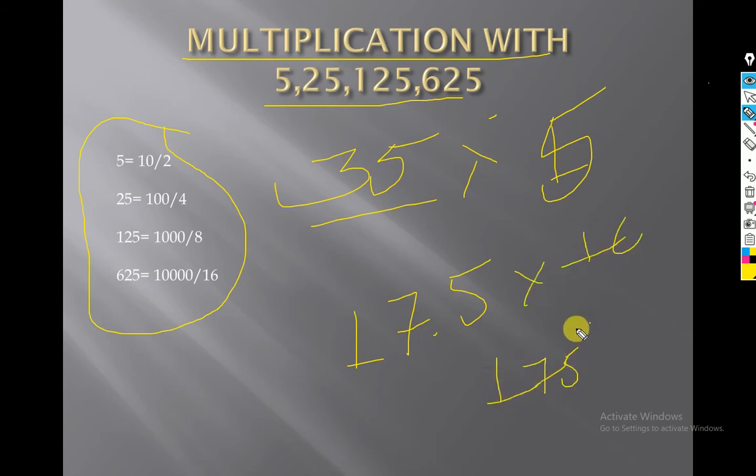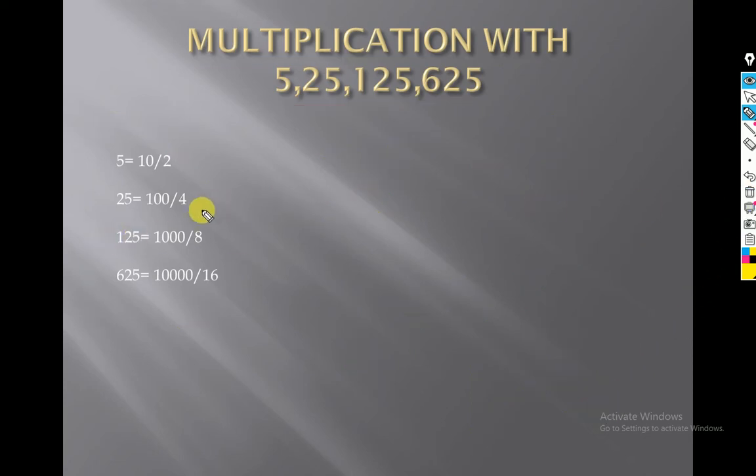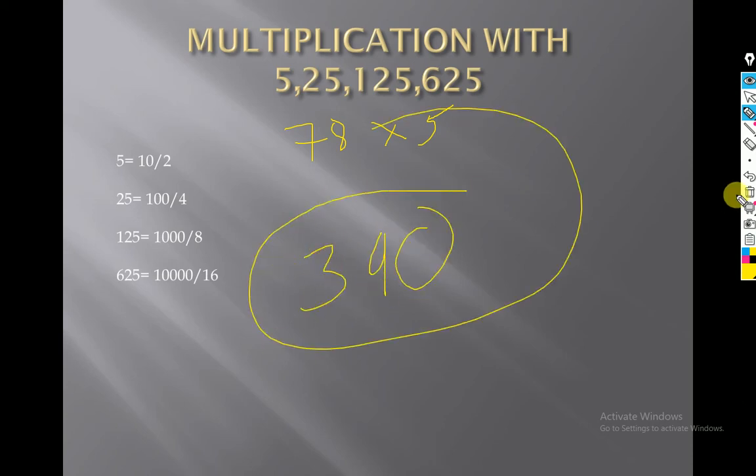I am writing here just to make you understand, but when you do it, you will be doing it in your mind. You don't require any pen and paper to solve these. Suppose it's 78 into 5. All you need to do is divide 78 by 2, and then multiply the result with 10. We all know that 78 divided by 2 is 39, and multiplied with 10 is 390.